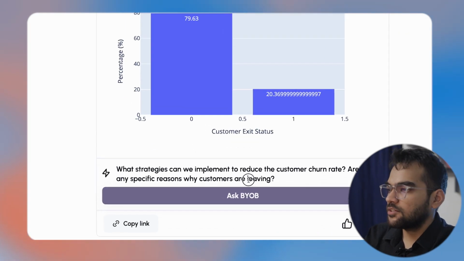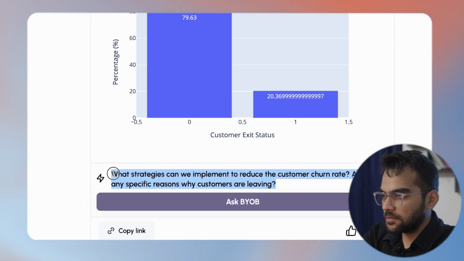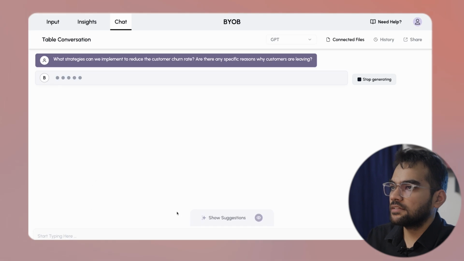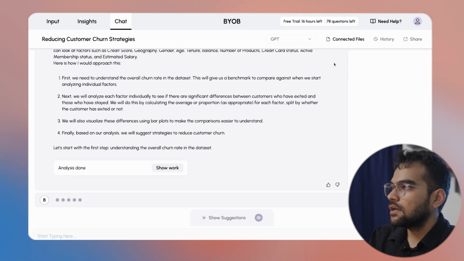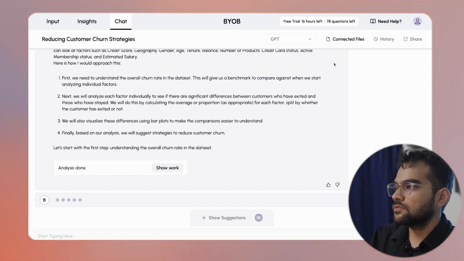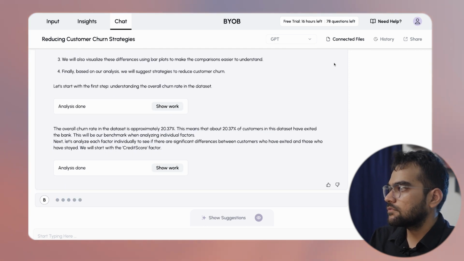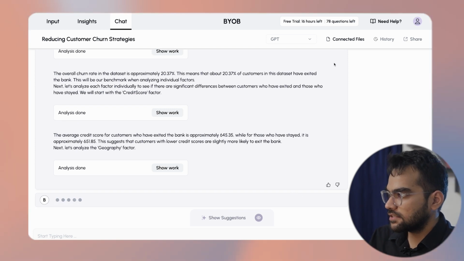It also gives us an option to ask a templatized question, which is: what strategies can we implement to reduce the customer churn rate, and are there any specific reasons for why customers are leaving? I just clicked on this question, and BYOB is now figuring out a strategy to answer that question for me. It's saying that it will first analyze the overall churn rate, followed by looking at it in different relationships.